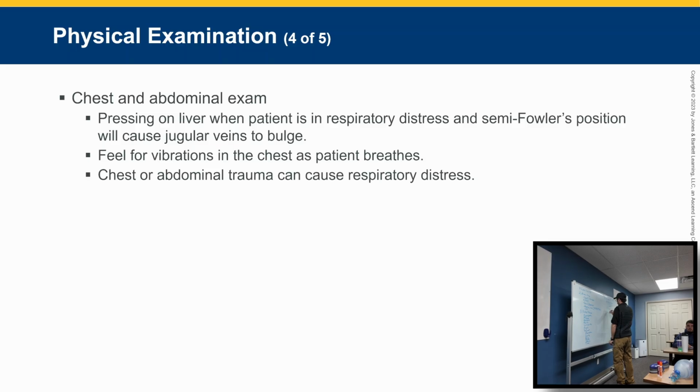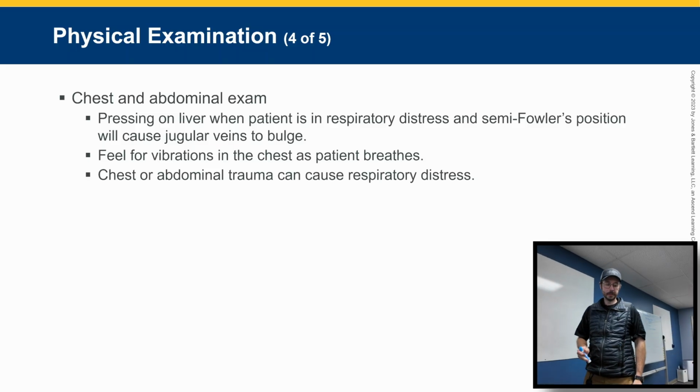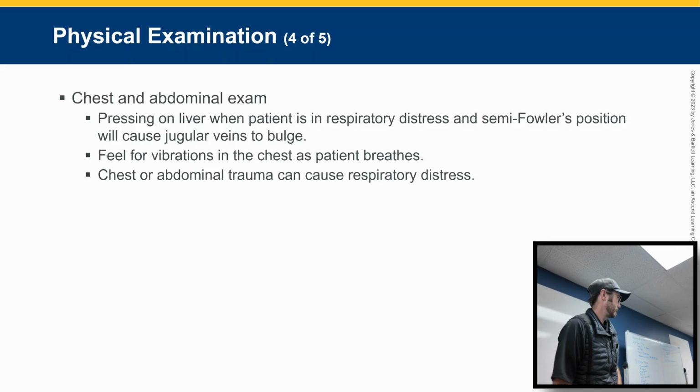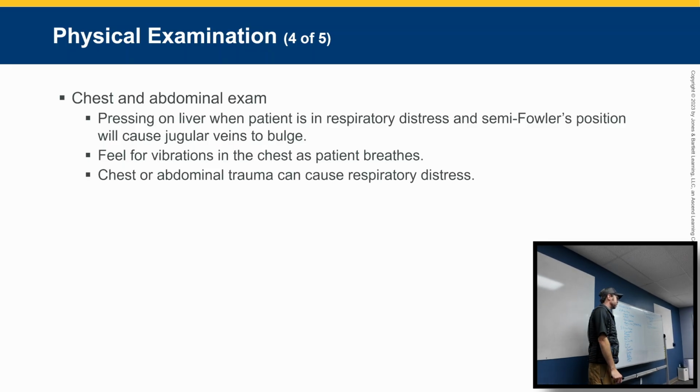Next obvious thing to go to is chest and abdomen. What kind of things will we look for in the chest? Paradoxical chest movement. Now what are we going to listen for? Lung sounds. This is where we're going to listen to lung sounds, right?